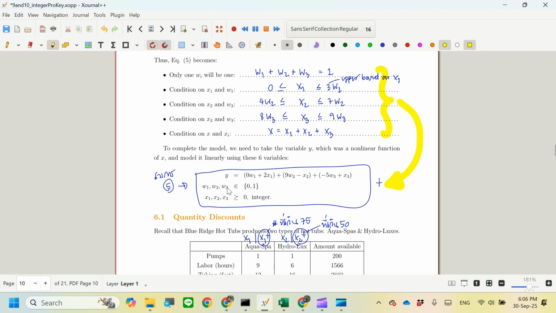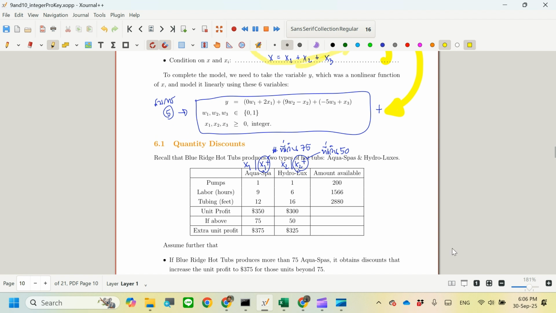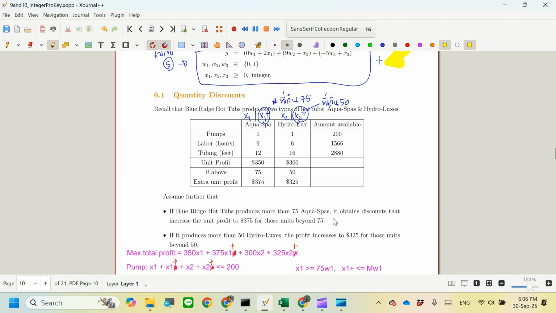And the w_i's are binary and the x's are non-negative integers, and we also need all these conditions up here as well. Okay. And the next one is we are going to look at the problem of quantity discount.